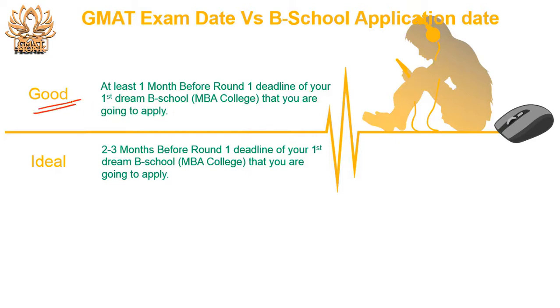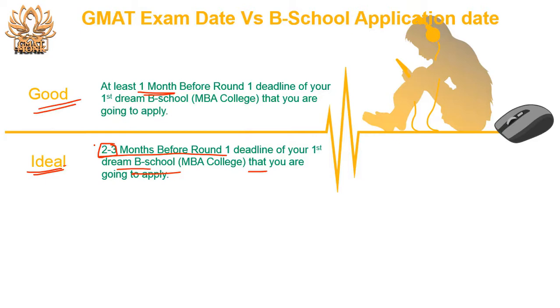So the good strategy is at least 1 month before round 1 deadline of your first dream B school that you are going to apply. So you have to finish your GMAT exam at least 1 month before applying to your first B school. Now the ideal or the best thing would be at least 2 to 3 months before round 1 deadline of your first dream B school. So if you have 2 months or more than that, then it's very good because you have to decide the colleges also, you can select your college, you can do more research on colleges, you can prepare for your interviews.